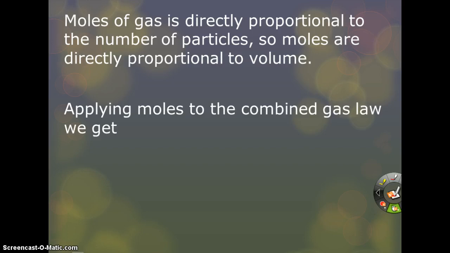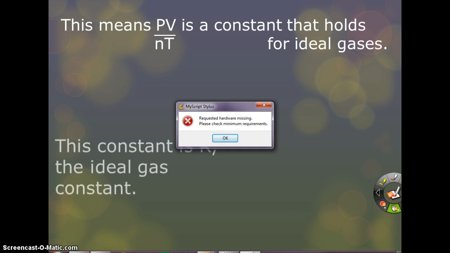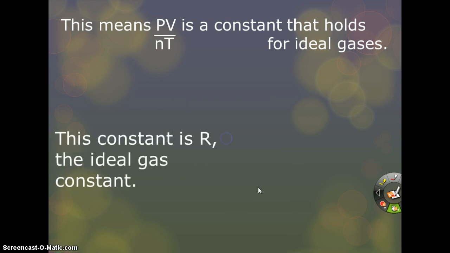Applying moles to our combined gas law, we end up with P1 V1 over N1 T1 equals P2 V2 over N2 T2. Since we can set PV over NT equal to each other on two sets of conditions, that means it's going to be a constant, and it's going to hold for ideal gases only. Ideal meaning that they behave the way mathematically we would expect them to behave. So this constant is R, the ideal gas constant.